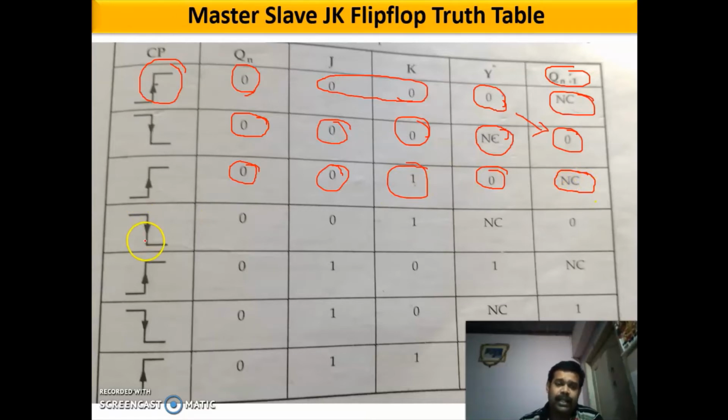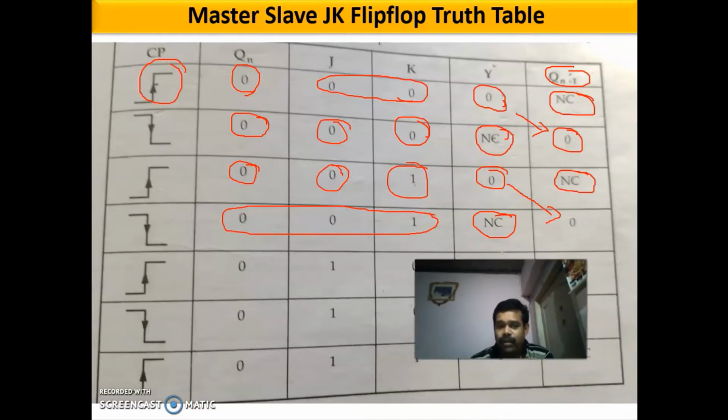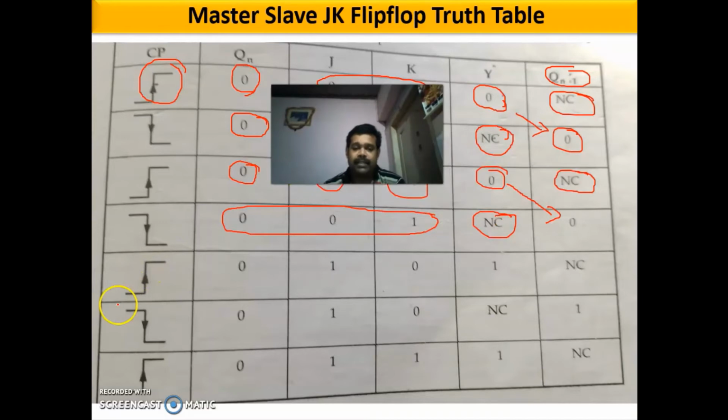Next, during the negative clock edge, taking the same condition Q(n) 0, J 0 and K 1. During the negative clock edge, your master will be disabled, and whatever you had in the output of the master in the previous clock edge will be copied by the slave. Now we are taking the next positive edge.